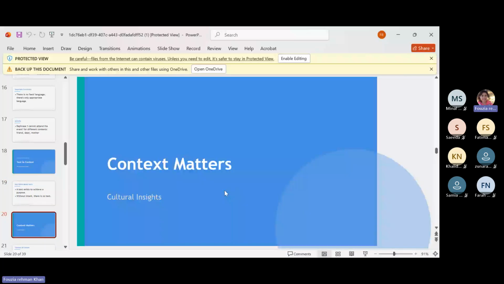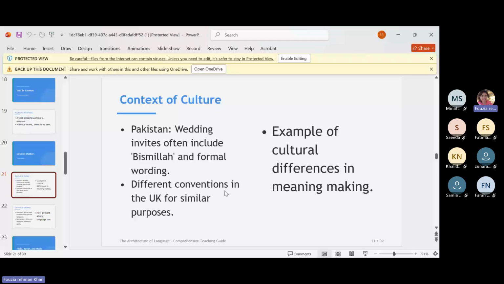Now, the kinds of context that we were talking about, there are two kinds of context. One is the context of culture, and the other is the context of situation. Okay, Malinowski has also talked about it.